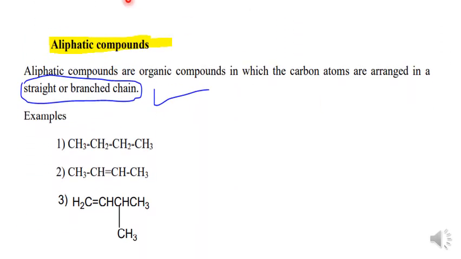An aliphatic example is a straight chain. Aliphatic organic compounds are those in which carbon is arranged in a straight chain or branched chain. Examples: you see, this is 1, 2, 3, 4, butane. Here again we have 1, 2, 3, 4, and this one is 2-methylbutane.